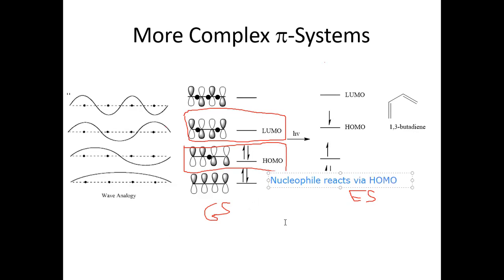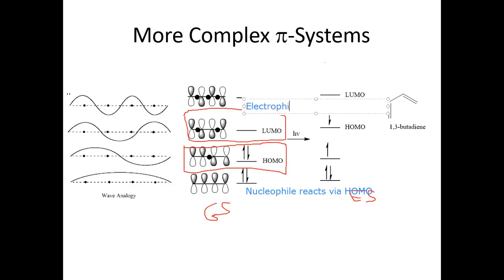So if this 4-pi system is acting as a nucleophile, then it's going to react through the HOMO. And if it's acting as an electrophile, then it's going to react through the LUMO, right? If it's accepting electrons. And that's for any of these pi systems.